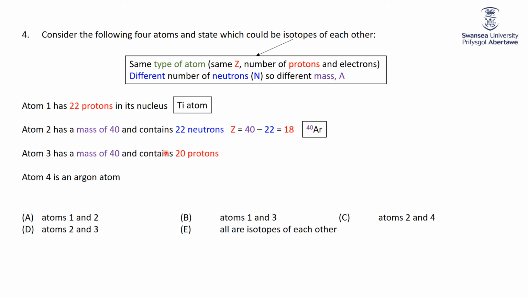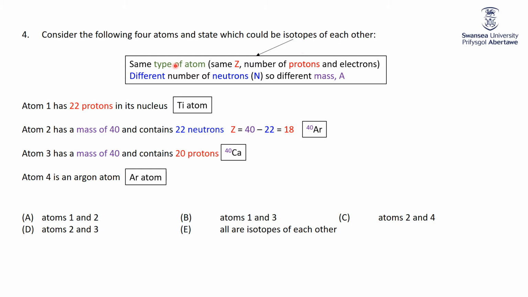Atom 3, mass of 40, contains 20 protons. Straight off we can look at the periodic table and see that the atom with 20 protons, atomic number 20, is calcium. So that tells us it's calcium-40. And finally, atom 4 is an argon atom. So which of these could be isotopes?